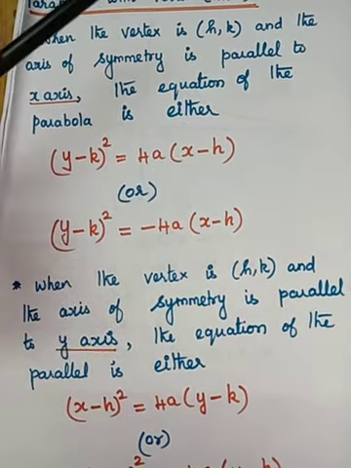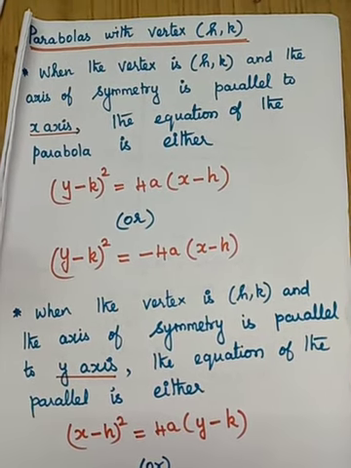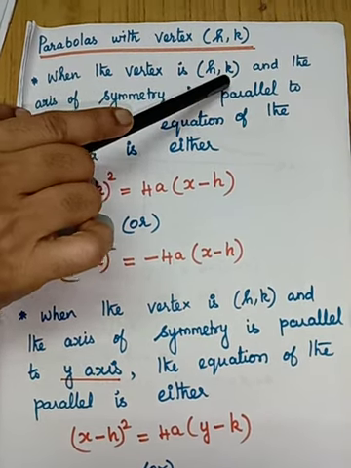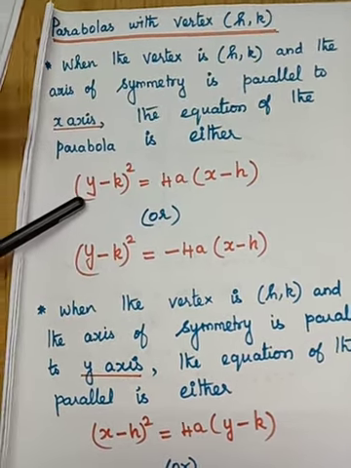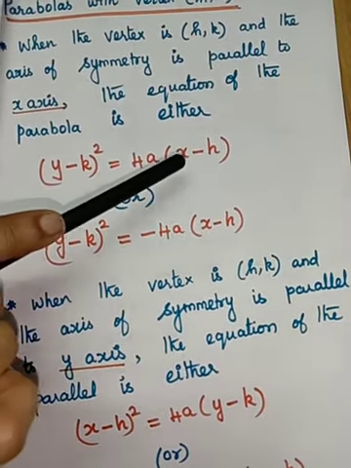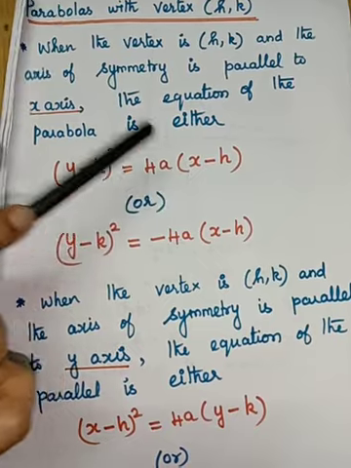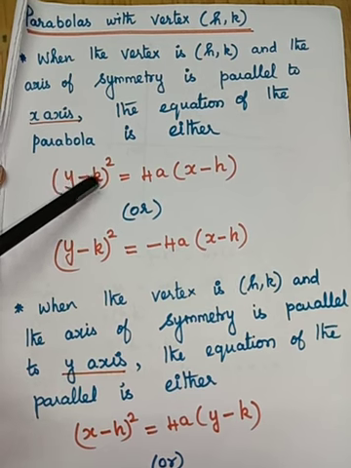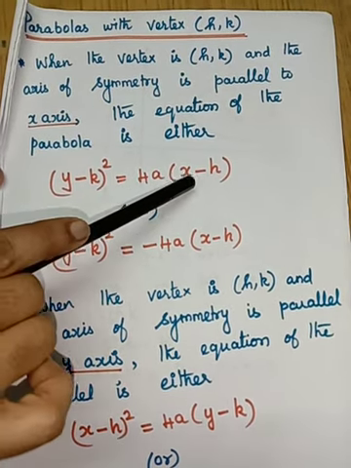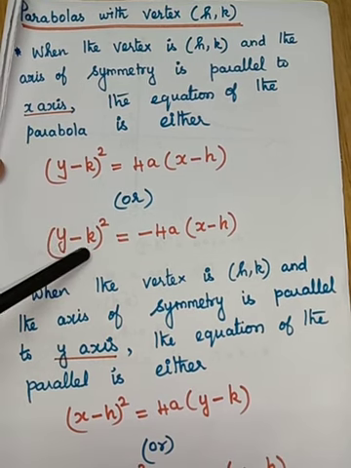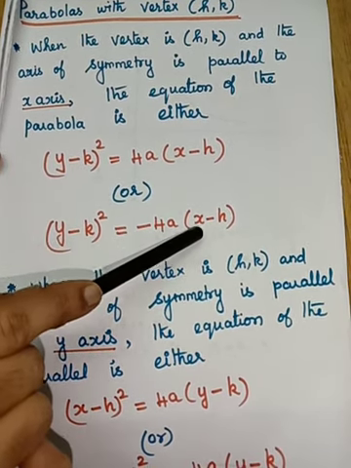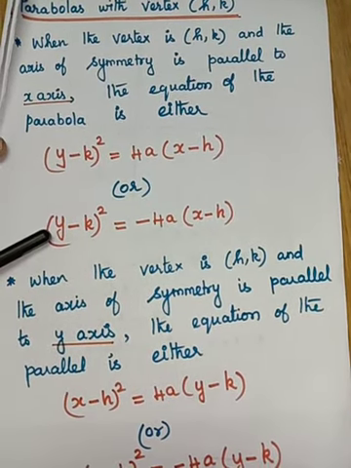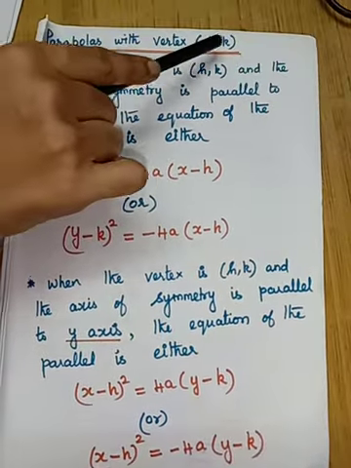Okay, you have seen the standard forms of the parabola with vertex 0, 0. Now we change the vertex to h, k, so the equation also changes. How does it change? In the place of x you write x minus h, and in the place of y you write y minus k. So y minus k the whole squared is equal to 4a into x minus h, or y minus k the whole squared is equal to minus 4a into x minus h. This parabola opens rightward, this one opens leftward, with vertex h, k.